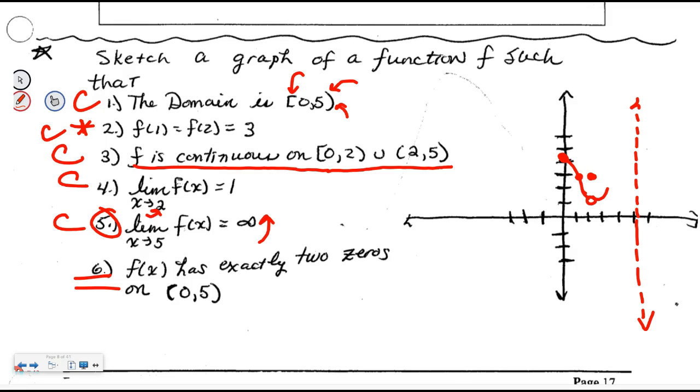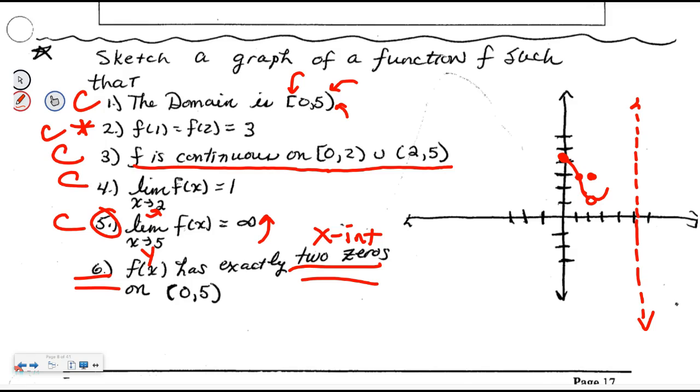What does it mean when it says f of x, also known as y, has exactly 2 zeros? What's a 0? Give me another name. Y can only be 0 if you do what? There's another name for it. The zeros are also called the what on the graph? X-intercepts. Yes, exactly, Abby. So I just need to make sure that I hit the x-axis exactly twice. X-intercepts, that's where y would be 0.